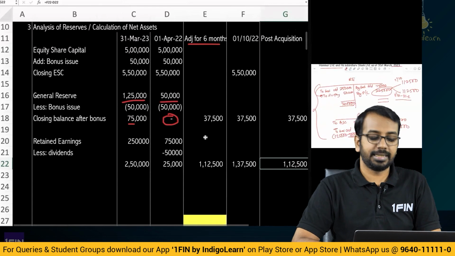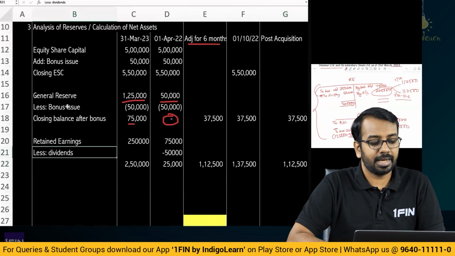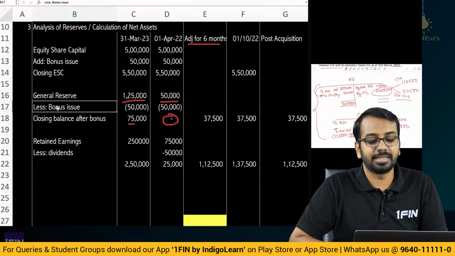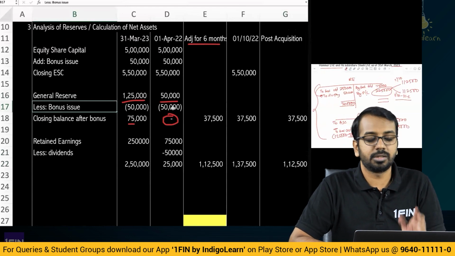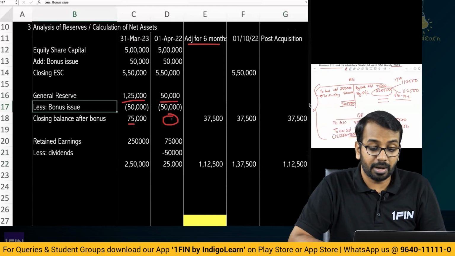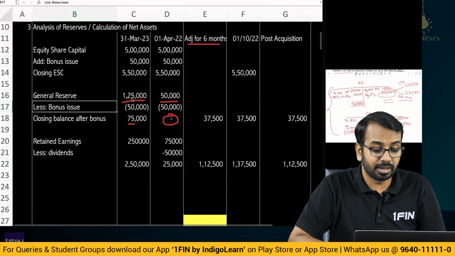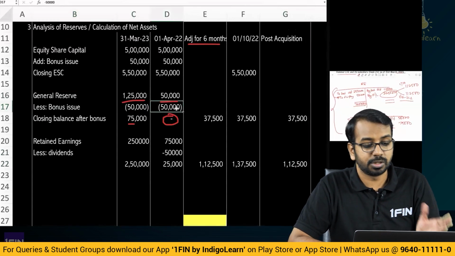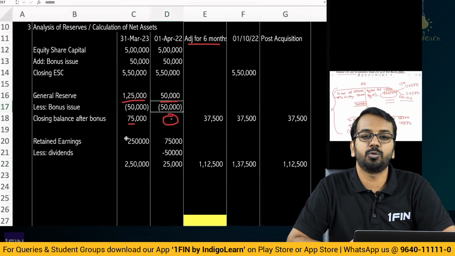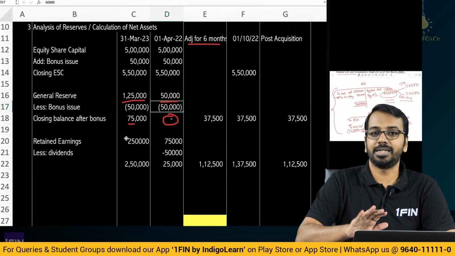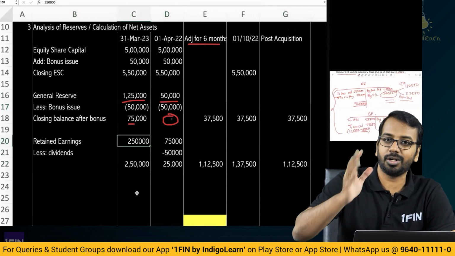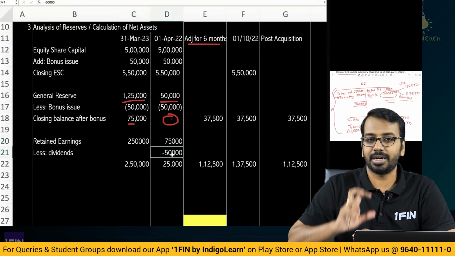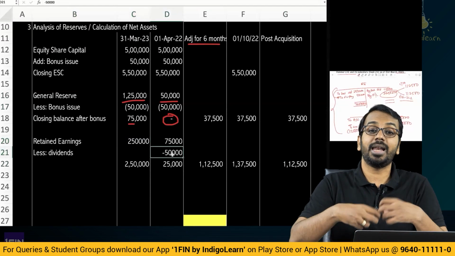But to keep it simple in the examination, what you can do? You can just take the closing balance, any adjustments to be done, and what is the pre-acquisition and post-acquisition. Now you may have one more doubt, sir. In general reserve, we reduced 50,000 from the closing balance as well as the opening balance. Why did we not do that for dividends? See, for dividends, it has already been accounted. Means this 2,50,000 is after accounting of dividend. This 50,000 we are adjusting to know how much of the opening balance is left with us.